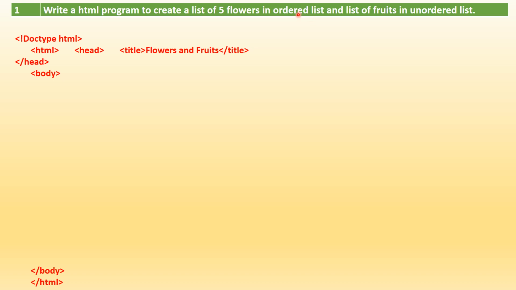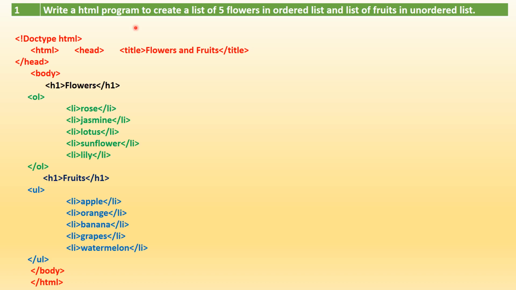When you want a sequence or list of instructions in which you want a numbering type, you will use an ordered list. And if you want a marker like square or circle or disk, you will use an unordered list. I've given a heading for this. You can use anything from H1 to H6. I've given H1 for flowers, 5 flowers in an ordered list.